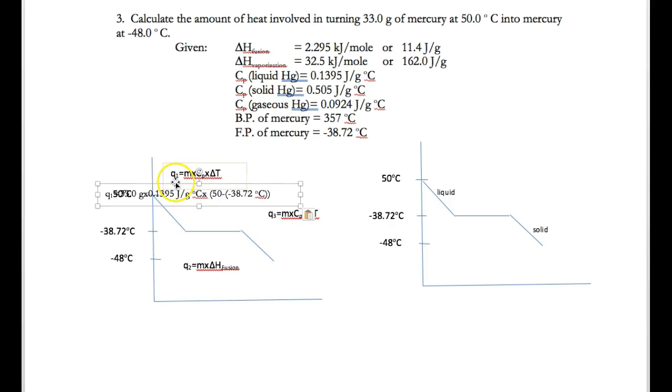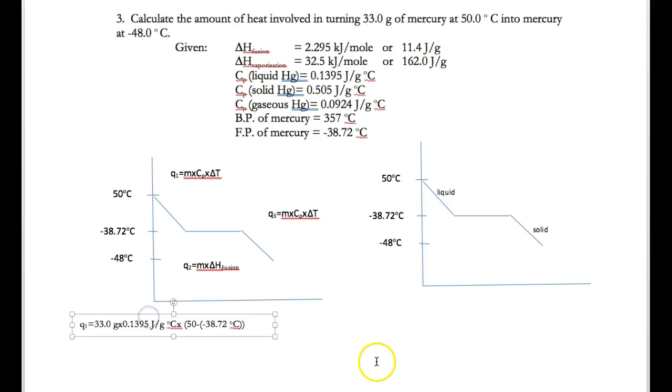So the first calculation I'm going to do is Q1, and that's my mass, my heat capacity of my liquid, and the delta T between 50 and negative 38.72. I think it is important to remember that that difference is the difference between a positive and a negative number. So you've got to do that mathematics out correctly and make sure that you recognize it's minus a minus 38.72.